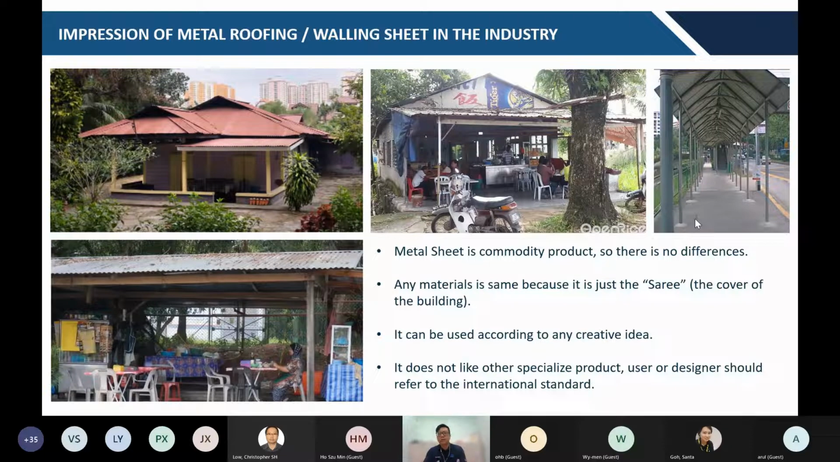The sari is a common name used by the industrial players, meaning a cover of the building. As long as it can provide shade from the sunshine and cover the building from the rainwater, then that's it. This is for the metal sheet. Then most people also think that metal sheet can be installed by any method. As long as you order enough, you just buy the metal sheet and throw it to the workers, then you do it freestyle. In addition, most industrial players may not be aware that there is an international standard that can be used as a guideline to choose the right metal cladding product and install it according to the standard.